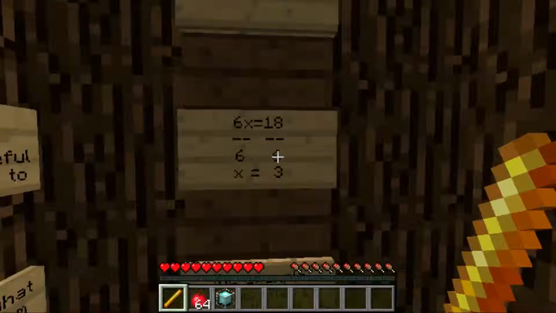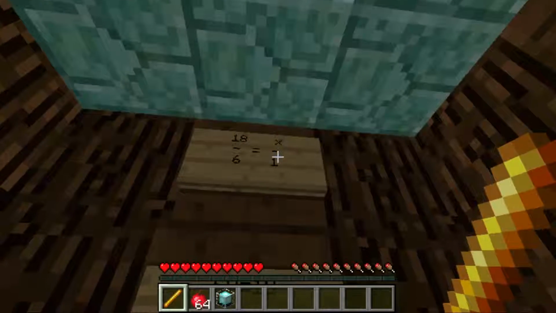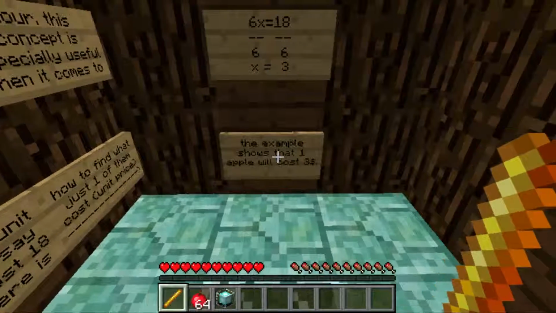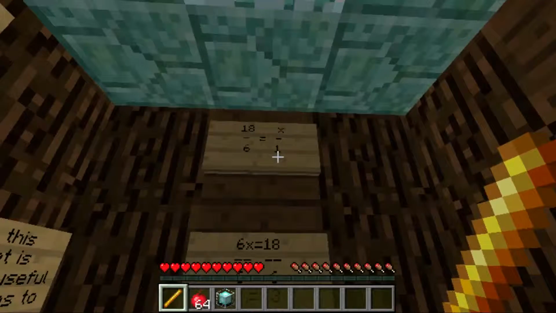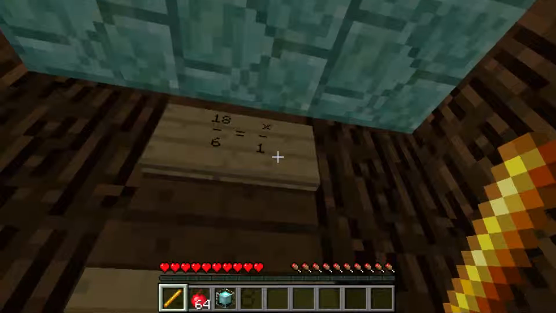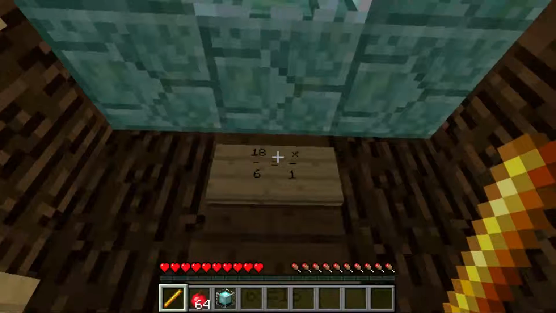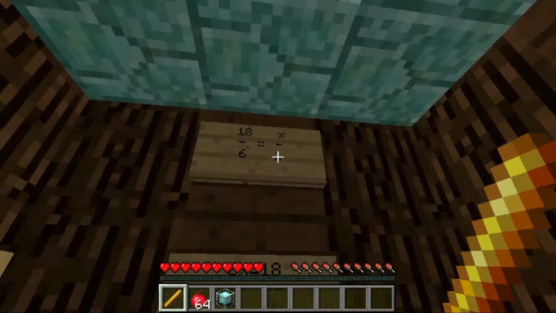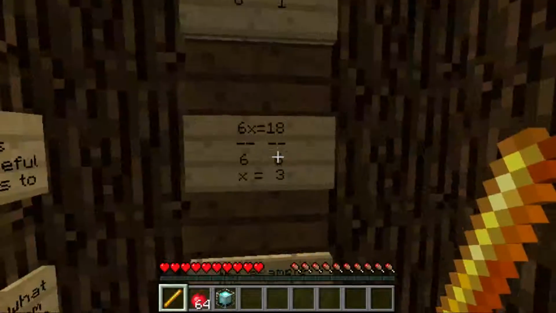And so you could just replace this x with 3. And so this example shows that one apple will cost $3. So the bottom row is talking about apples. Top row is talking about money. You're trying to find out how much money one apple costs.